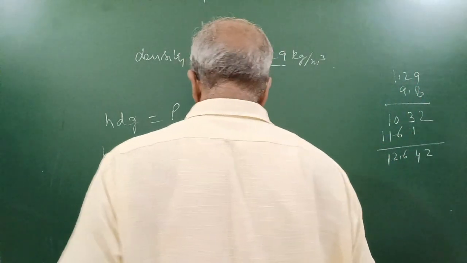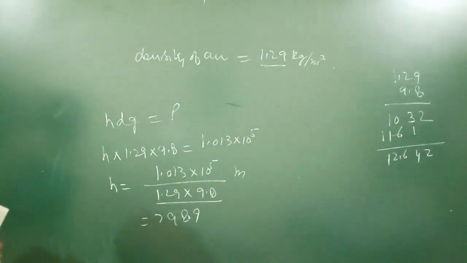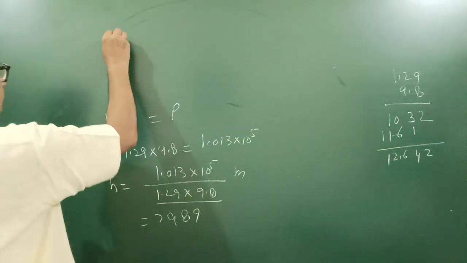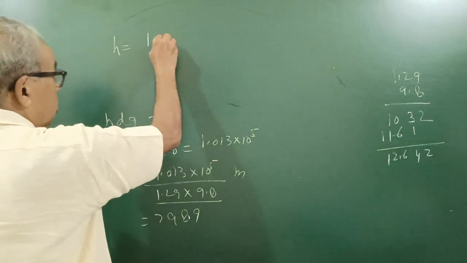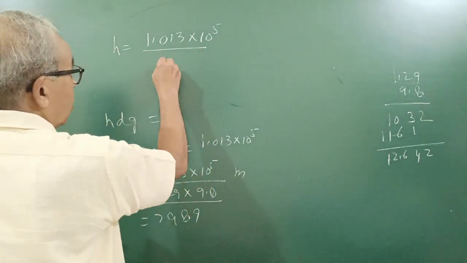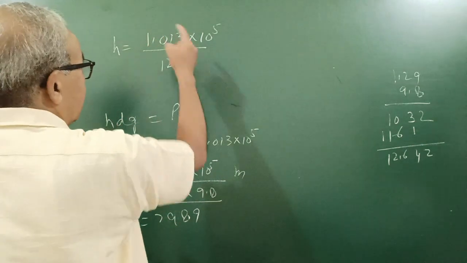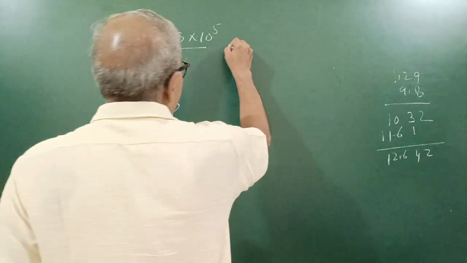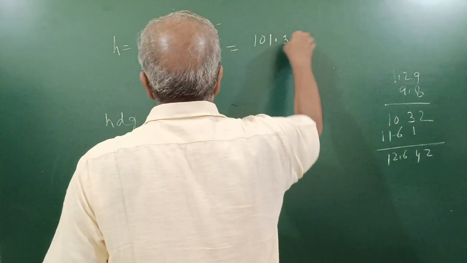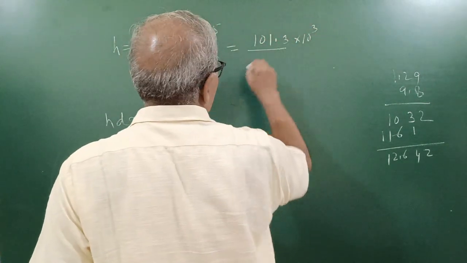So you have to divide. Here is the problem. The students find it very difficult to solve this division. Here you get that h is equal to 1.013 × 10^5 upon 12.6. Take 12.6 and leave the rest. Now this number is 1 point something, this is 12 point something, so you can make it 101.3, so 10^3 upon 12.6.